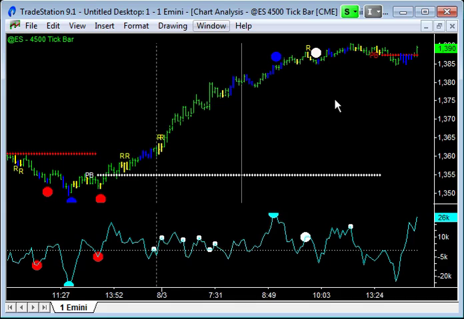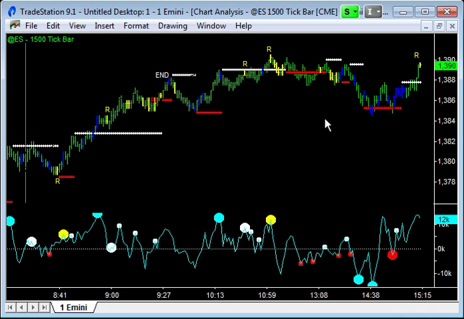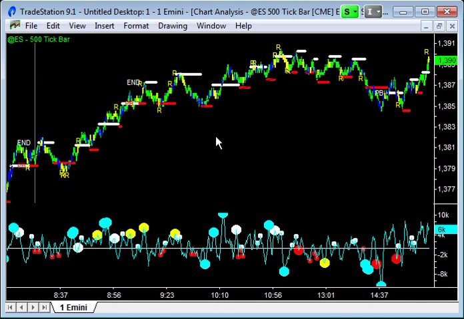Fridays tend to have a propensity for up days and also trend days. So that's what we got with this activity. So let's go into the 500 tip bar chart, and I'll show you what I mean by buying retracements here.